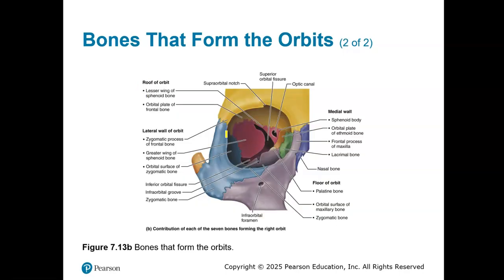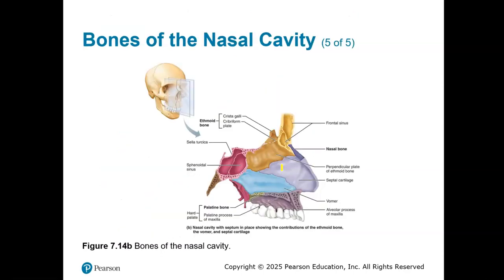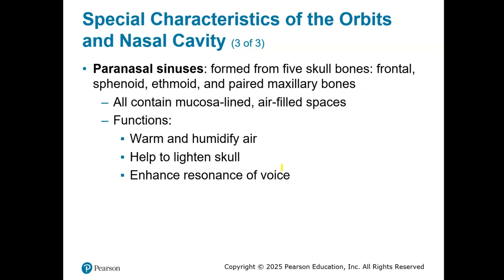The orbits or eye sockets are formed basically by the frontal bone, the zygomatic bone, and the maxilla. The nasal cavity, we've already gone over that. And then the paranasal sinuses real quick. The function of the nasal concha is to warm and humidify the air by causing the air to swirl around when it enters your nasal cavity. But also the paranasal sinuses warm and humidify the air, and they help to lighten the skull.